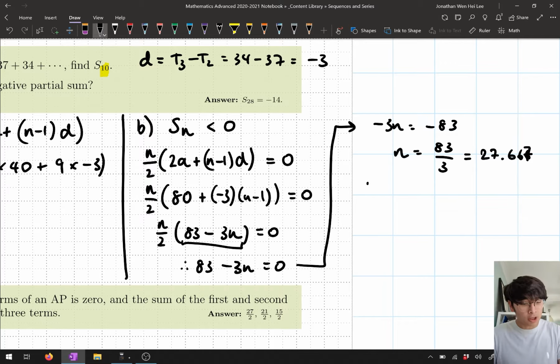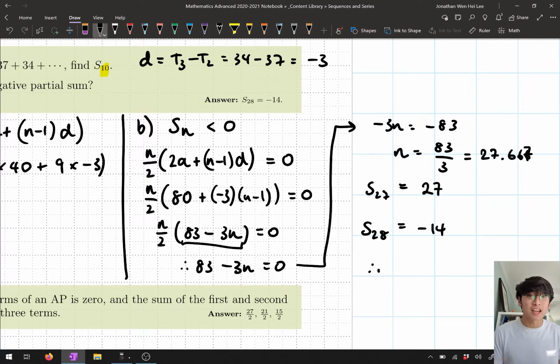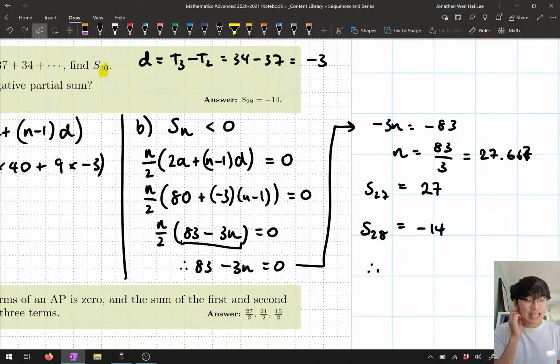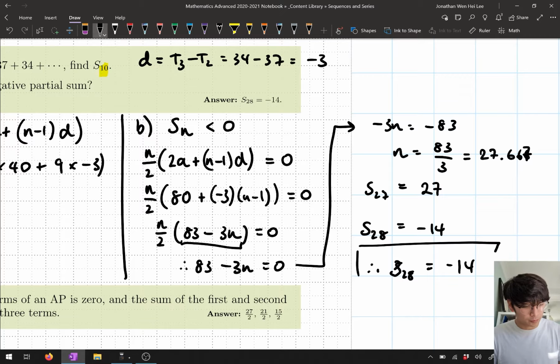Okay, so what we're going to check is the 27th partial sum and the 28th partial sum because of those values that we have here. When I sub these two values in, we're just subbing back into that formula. We end up getting the 27th partial sum is 27, and the 28th partial sum is negative 14. And so therefore, the first negative partial sum, did I get that right? Yes, the first negative partial sum is going to be S28, which is equal to negative 14.